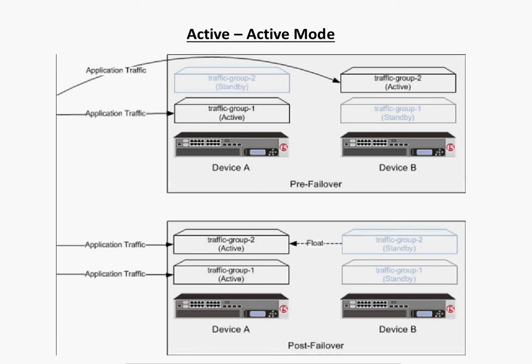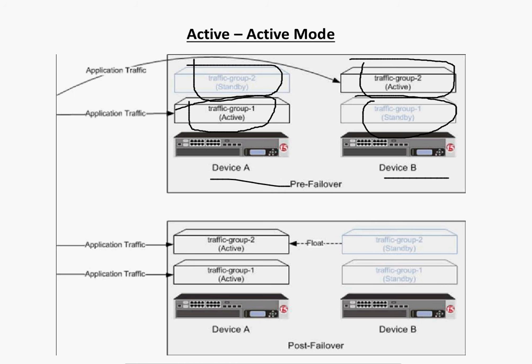Alright, so let's take a look at the active-active mode. In this configuration, both units are in active state at the same time. Device A here is active for traffic group 1 and standby for traffic group 2. Device B is active for traffic group 2 and standby for traffic group 1. When device B fails, its traffic group floats to device A, which then starts processing that traffic in addition to its own.